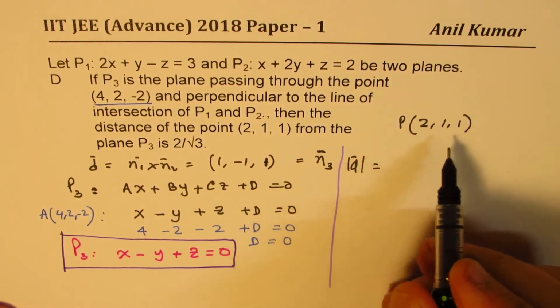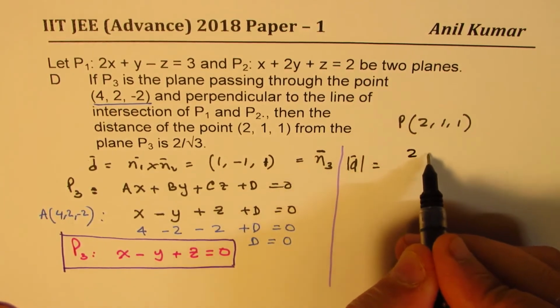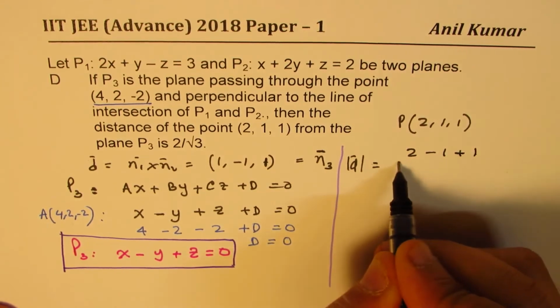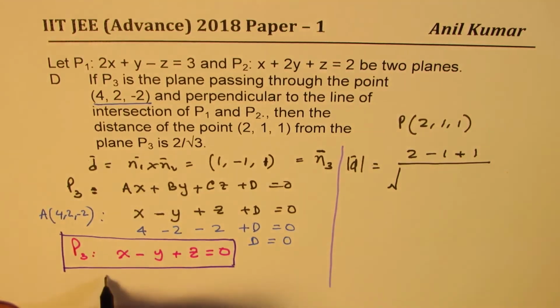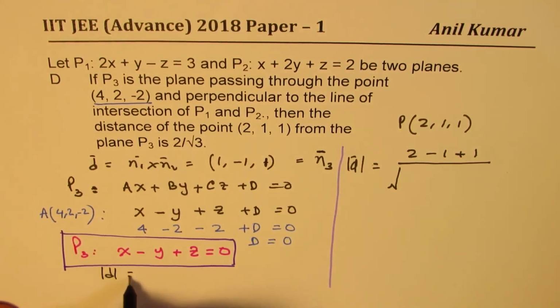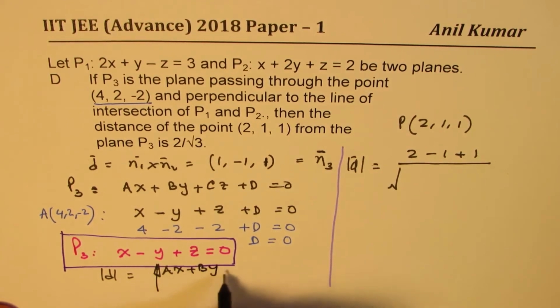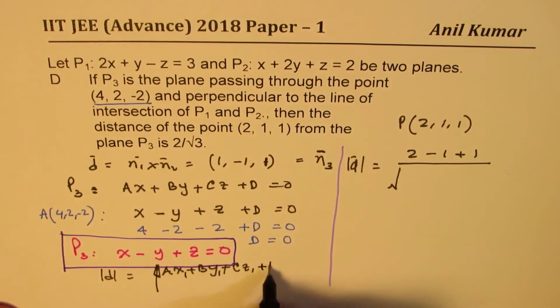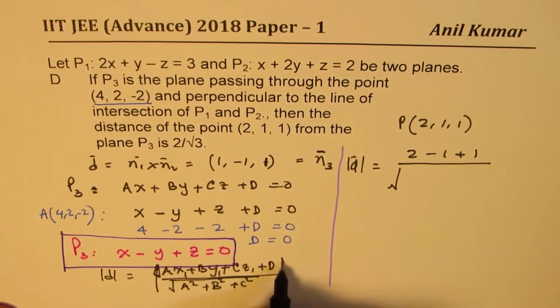So we'll just write Ax plus By and so on, which is 2 minus 1 plus 1 over the square root of this. Let me write the formula first. In general, it'd be the absolute value of Ax1 plus By1 plus Cz1, so we are substituting the point, over the square root of A squared plus B squared plus C squared. That is the distance formula, correct?